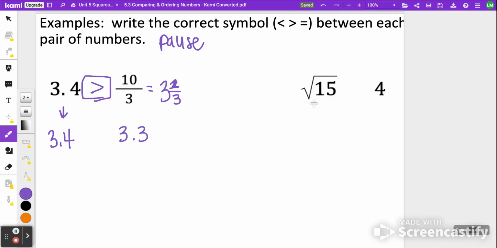This next one, notice how we have not a perfect square. And this is actually close to 16. The square root of 16 is equal to 4, but notice how 15 is right below 16. So when we estimate this, we could say it's maybe right before 4, like 3.9, whereas this number is 4. And automatically I can say 3.9 is less than 4, which means the square root of 15 is less than 4.